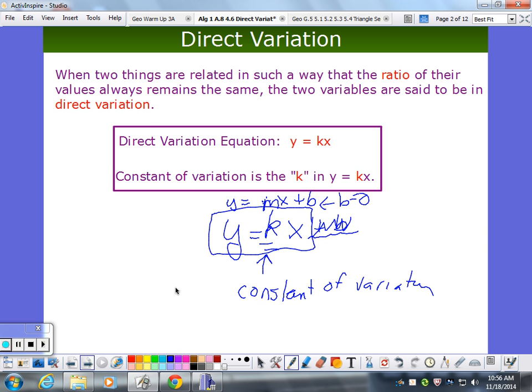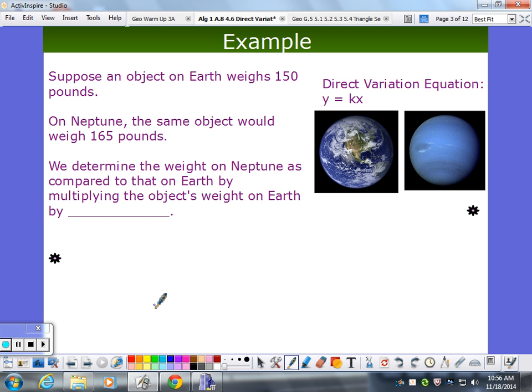But what is it like when you're actually applying it? We're going to look at this example. Suppose an object on Earth weighs 150 pounds. On Neptune, the same object would weigh 165 pounds. How do I get from 150 to 165 pounds? We have to multiply 150 by some number. So 150 times some number gives me 165. I'm going to call that number a question mark. How do I figure out what that is?